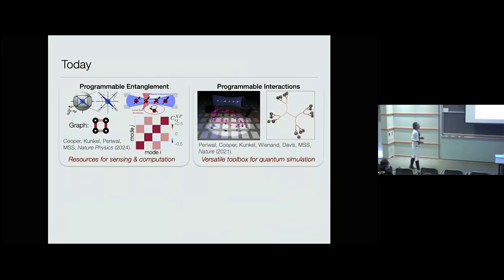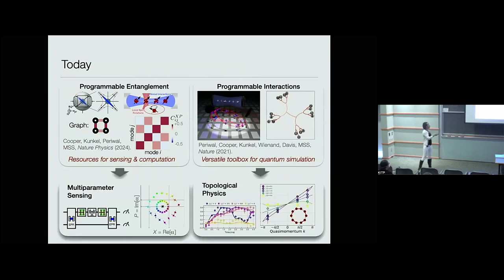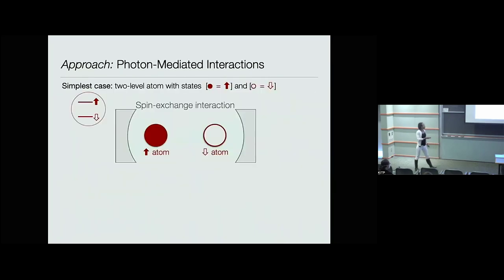And so I'll talk about a set of tools we've been developing over the past few years for having programmable interactions and programmable entanglement in a system with an array of atomic ensembles. I'll talk about recent work applying programmable entanglement towards tasks in multi-parameter sensing, and applying programmable interactions towards enriching the toolbox for studying topological physics. So that's where we're going today.